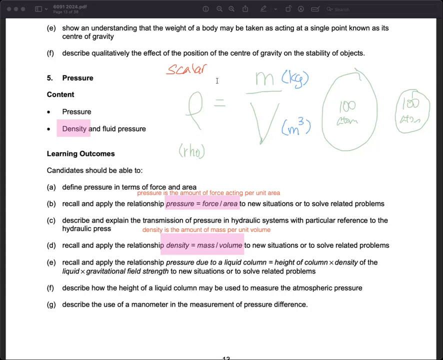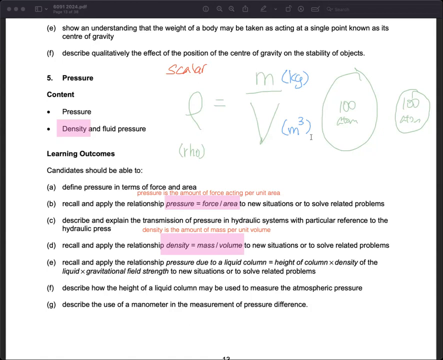How many incorrect? The k must be a small letter. Okay, this is a small letter, not a capital letter. Okay, write down again. Okay, the SI unit for density will be just this one over this one. So can you tell me the answer now?